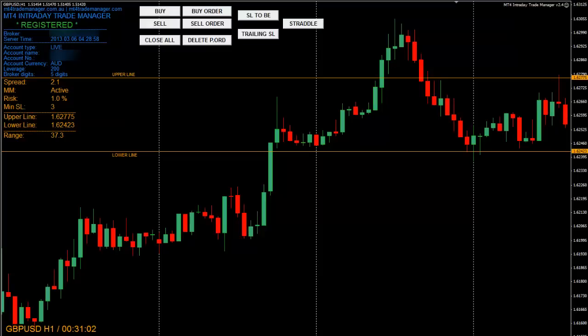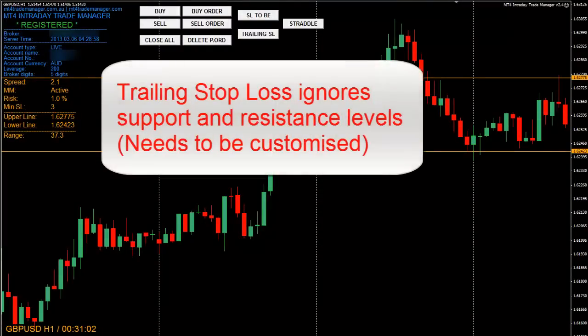Trailing stop, I'm not a big fan of trailing stop loss either. It ignores important levels on the chart, so it needs to be customized on each currency pair on each time frame to be effective.